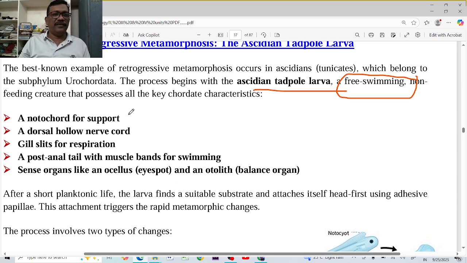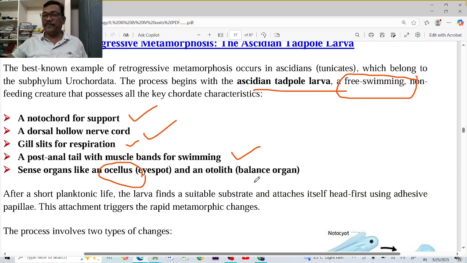A notochord is present in the larva. Gill slits are also developed in this larva for respiration. This is just like a tadpole larva of a frog, with a fish-like body. A post-anal tail is also present to support swimming, and sense organs like ocellus or ocelli are present. Eye pads are also present. Otoliths for maintaining balance are also present. These five important characters are present in the ascidian tadpole larva or Urochordata tadpole larva.